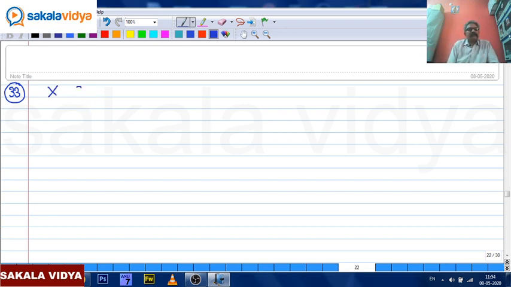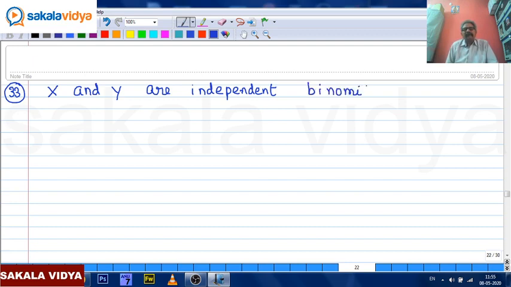Capital X and capital Y are independent binomial variates.